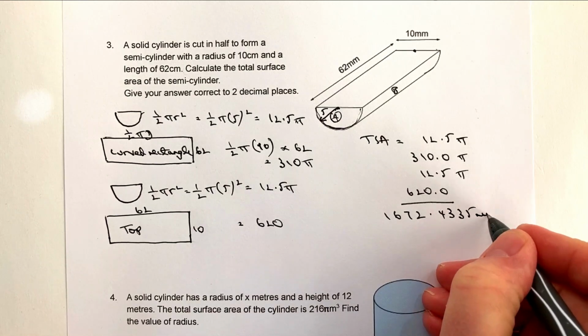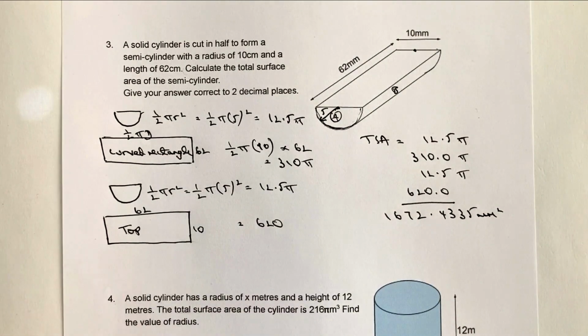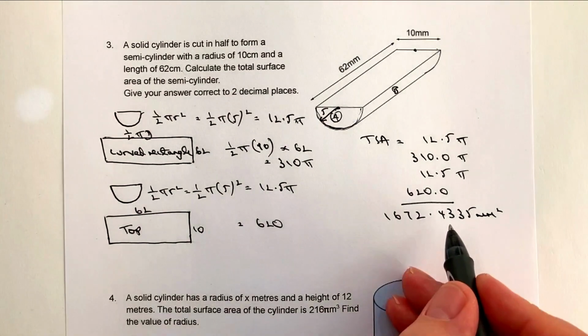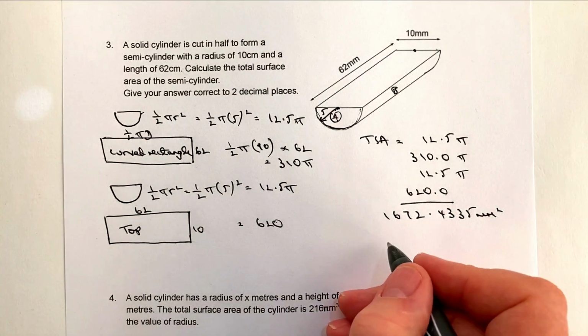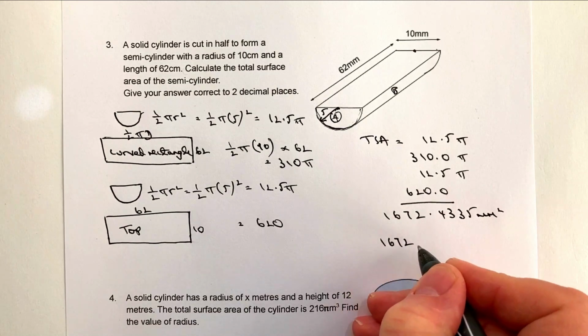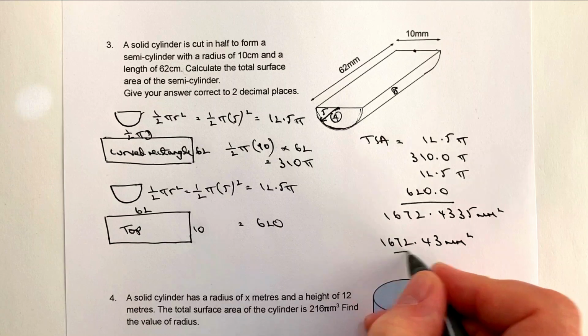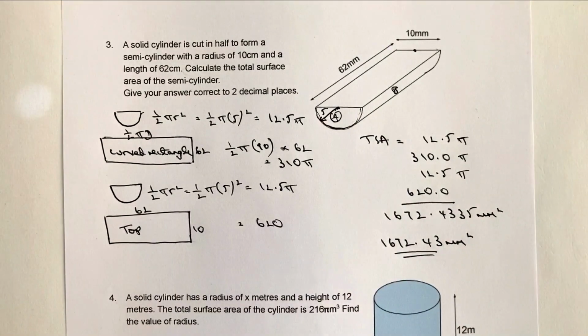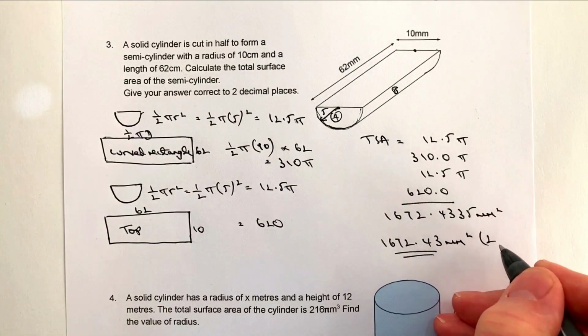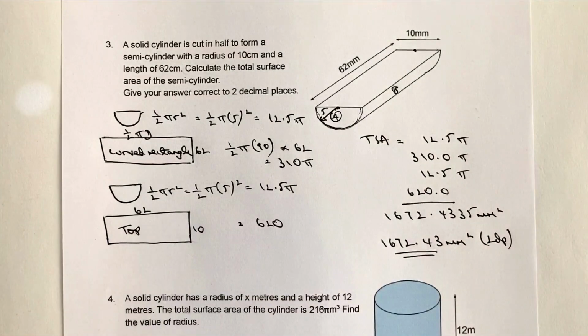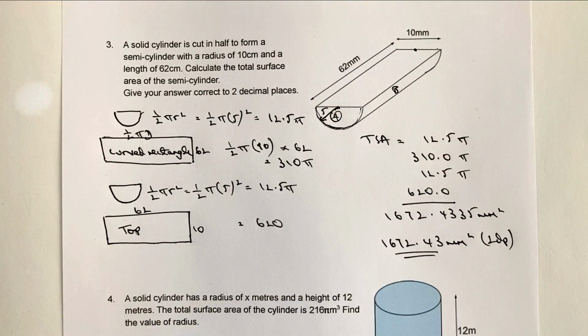1672.4335 millimeters squared. Okay, it's asked us to give the answer correct to 2 decimal places. So the second decimal place is 3. So my answer is going to be 1672.4, and 3 is going to stay the same because the number after it is also a 3, and this is 2 dp. Okay, hopefully that's okay for you and you're able to work through that particular question. But as I mentioned, try to do these things as methodically as possible.